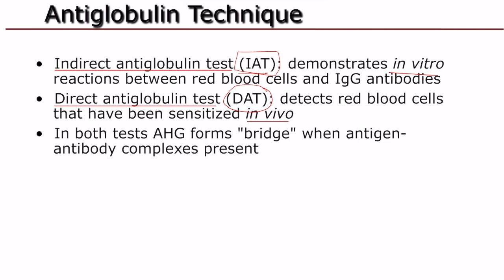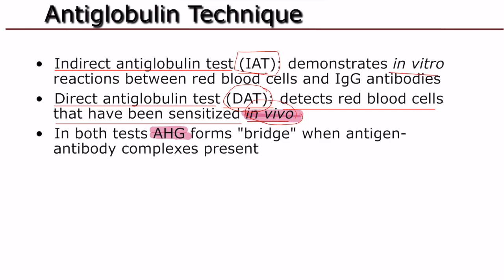Now, when we talk about a DAT, and we're going to go over this multiple times, this detects red blood cells that have been sensitized in vivo. And when we talk about in vivo, vivo is inside the human body. In both of these tests, we're going to use AHG, and we're going to go into way more detail on this and work on understanding it.